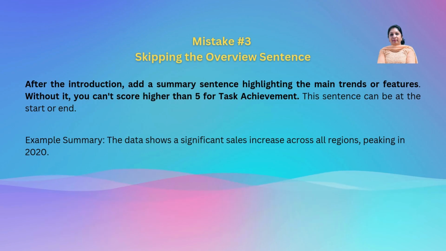Mistake number 3, skipping the overview sentence. After your introduction, add a summary sentence that highlights the main trends or features. Without it, you can't score higher than a 5 for task achievement. Example: the data shows a significant sales increase across all regions, peaking in 2022. Tip: include an overview sentence to ensure your score reflects your ability to summarize effectively.